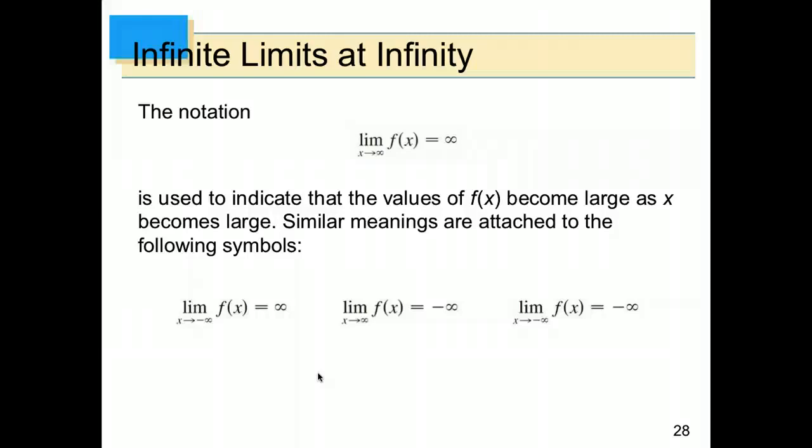Now remember, that does not mean these limits exist. It's just explaining the behavior of the graphs as x approaches positive or negative infinity, that f of x sometimes also goes to positive or negative infinity. But we are in no way implying that these limits exist.